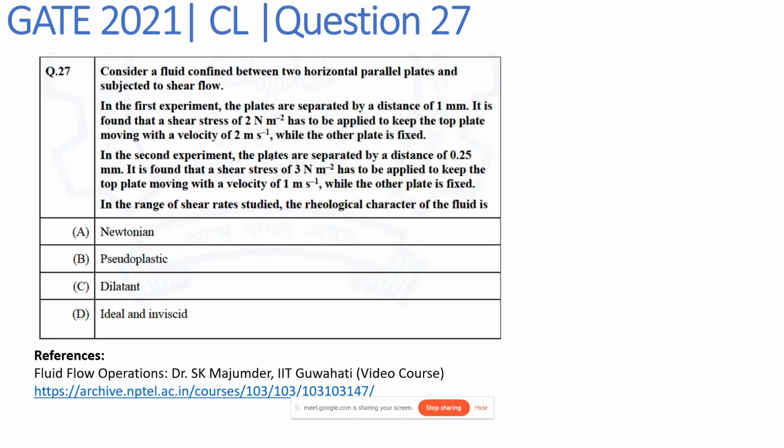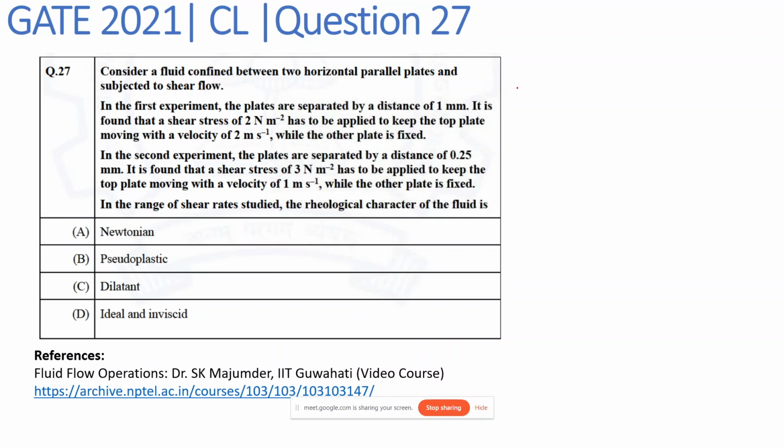In the second experiment, the plates are separated by a distance of 0.25 mm. It is found that a shear stress of 3 Newton per meter square has to be applied to keep the top plate moving with 1 meter per second while the other plate is fixed. In the range of shear rates studied, the rheological character of the fluid is dash.